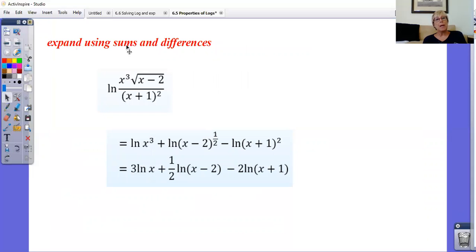Okay, so expand using sums and differences. It also works with natural logs. So I'm going to use the natural log of x cubed. I'm going to use the natural log of the square root of x minus 2, putting that as 1/2, and the natural log of x plus 1 quantity squared, and notice that has a negative in front. And then just take a moment, bring the exponent down in front, exponent in front, and exponent in front. And that's expanding using sums and differences.